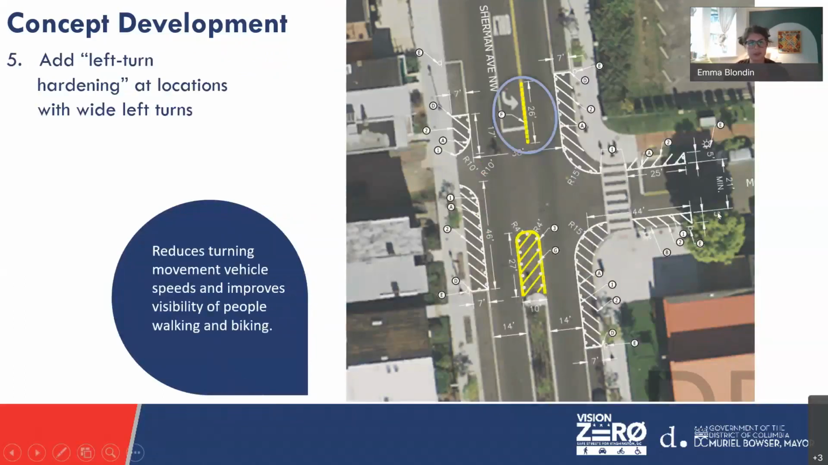Lastly, we're looking to add left turn hardening at locations with high turning volumes or wide left turns. This helps slow down turning vehicles, as well as guiding a tighter turn through the intersection. And as I've said like 10 times by now, the slower the vehicles are going, the more likely that they're going to see pedestrians and cyclists. It also increases visibility for cyclists and pedestrians that are crossing.